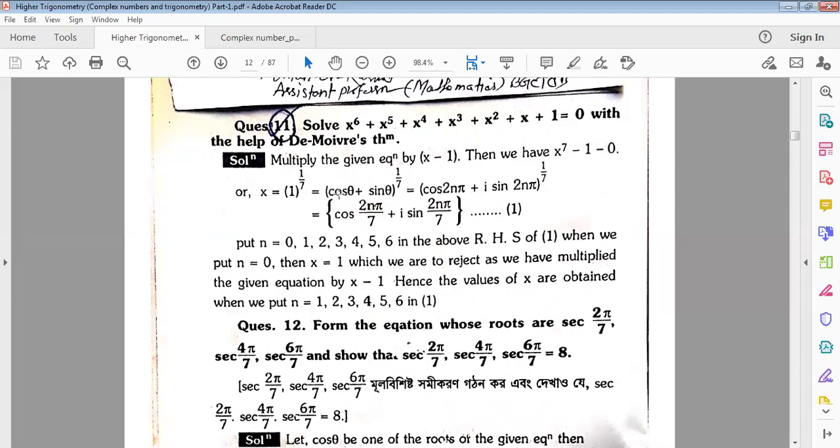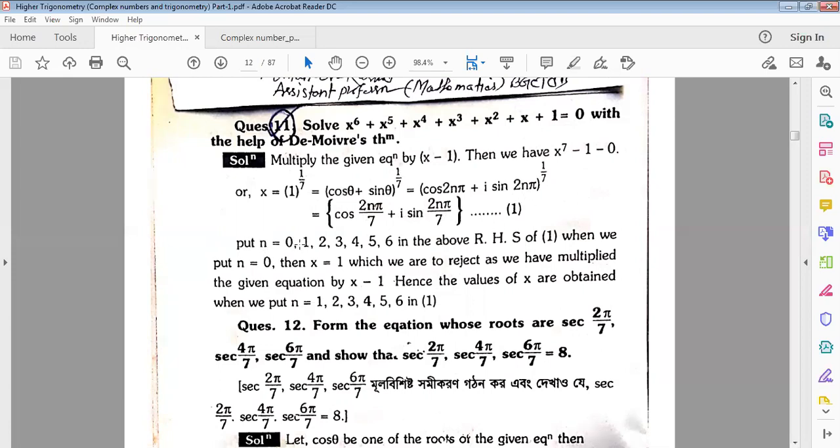Now this one can be written as cos 0 + i sin 0. Here there is a mistake, this is a printing mistake: this will be (cos 0 + i sin 0)^(1/7). Cos 0 can be written as cos 2nπ + i sin 2nπ, as in the previous example, to the power 1/7. Now by applying de Moivre's theorem, we get cos(2nπ/7) + i sin(2nπ/7). This is equation 1.